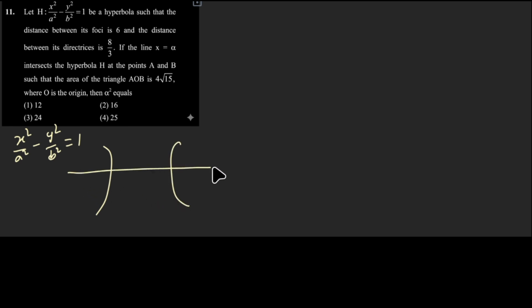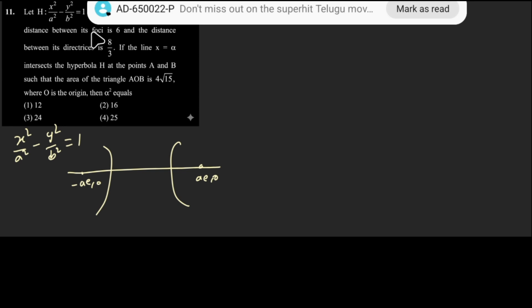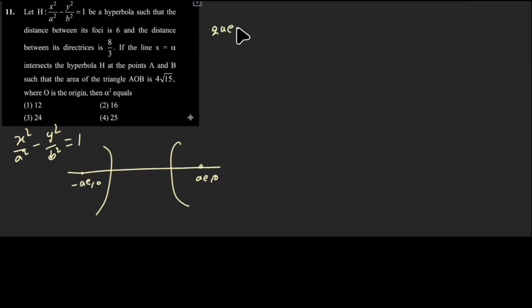11th problem. It is given that the equation x square by a square minus y square by b square is equal to 1. It is the hyperbola equation. So it is the hyperbola. The foci are the points ae comma 0 and minus ae comma 0. The distance between the foci is 6. So 2ae is equal to 6, ae is equal to 3.